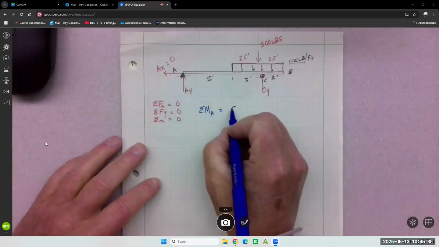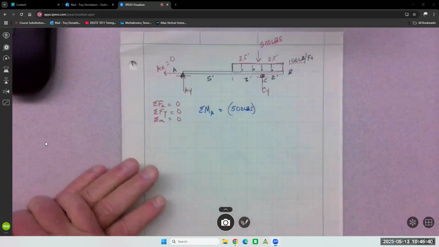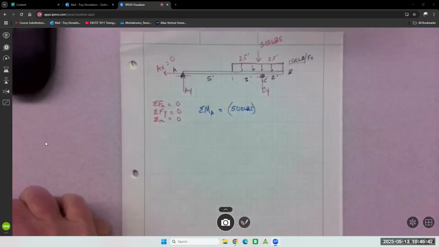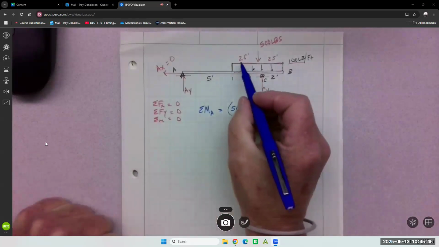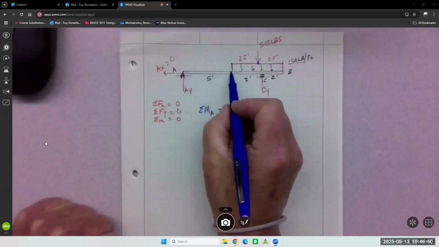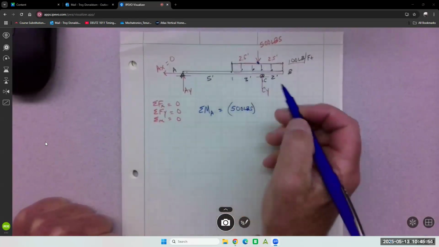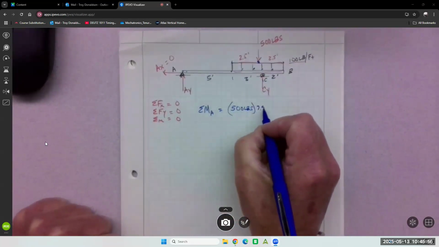Do the 500 first. 500 times, careful, not 8, I forgot. It's from here to here and from here to here. So it's 5 plus 2.5, right? 7.5 feet.